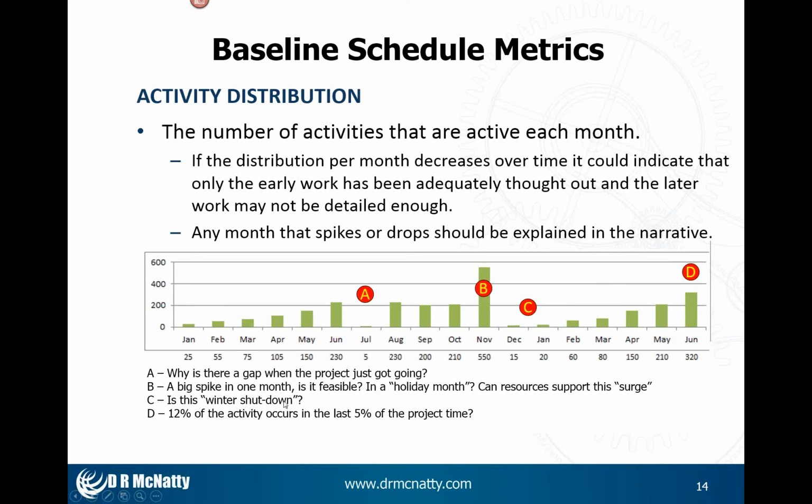A spike, is it feasible? November's a holiday month. Usually you do less work in November than you do in October. Are there resources available to almost triple the work effort? Here, December, January, February. I'm from Buffalo. There's not a lot of work that gets done in winter, except for maybe some snow plowing. So that could be winter shutdown, but you need to check these things.